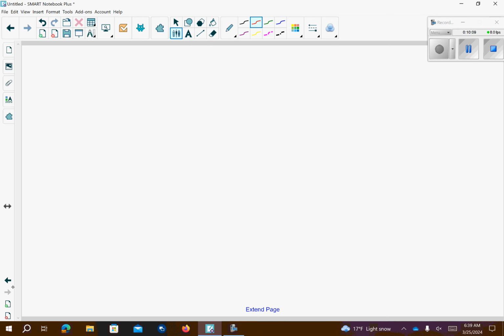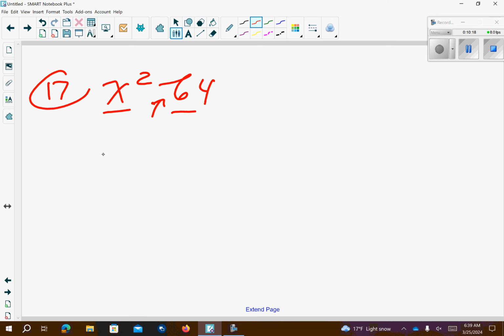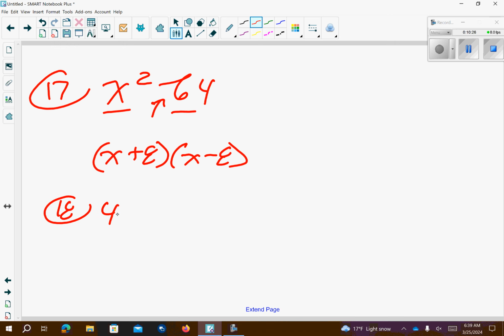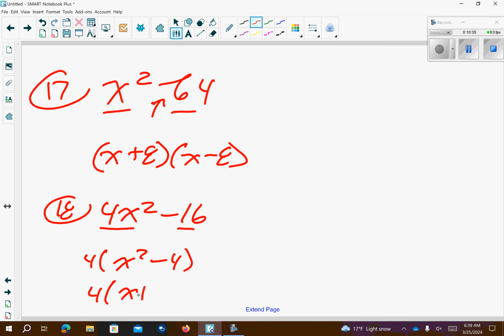And let's get to the back side. Number 17, I have x squared minus 64. Okay, we can do this the same way, but realize perfect square, subtraction sign. So this is going to be x plus 8 and x minus 8. You could do it the traditional way and you get the same answer. Number 18, I have 4x squared minus 16. Let's factor a 4 out of both of them first. And then I'm going to get 4 times x plus 2 and x minus 2. So that's the difference of two squares.